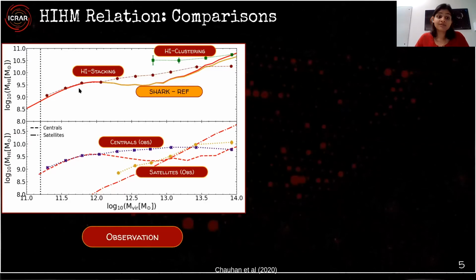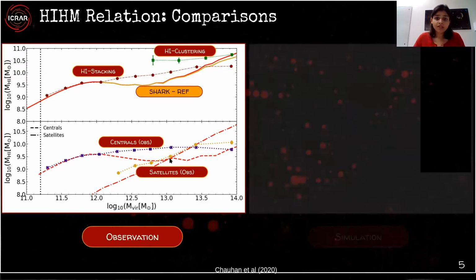What we find is that we are agreeing well with the HI stacking measurements till 10 to the 12, after which we start disagreeing a bit and diverging slightly. The same we can see in the centrals and the satellites observations, where centrals seem to agree to 10 to the 12, but then start diverging again, and the satellites start agreeing from 10 to the 30. But this is from the observations point of view.